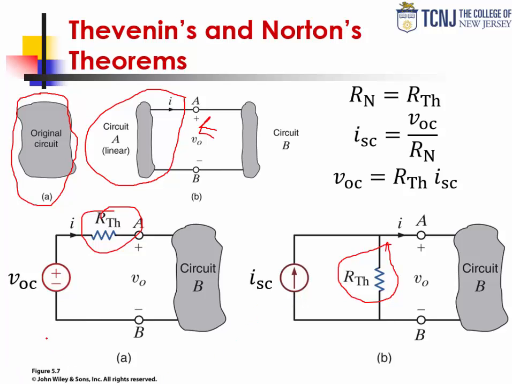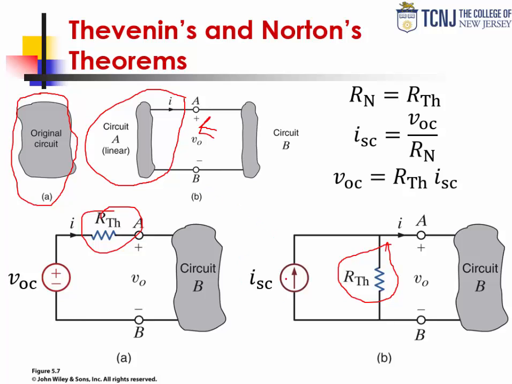If I want the open circuit voltage for a Thevenin's equivalent, all I have to do is analyze the circuit to find out what is the voltage at the 2 points. And that becomes my open circuit voltage for the Thevenin's equivalent circuit.